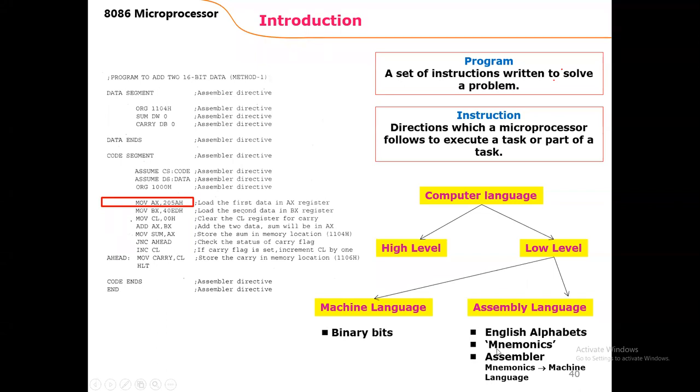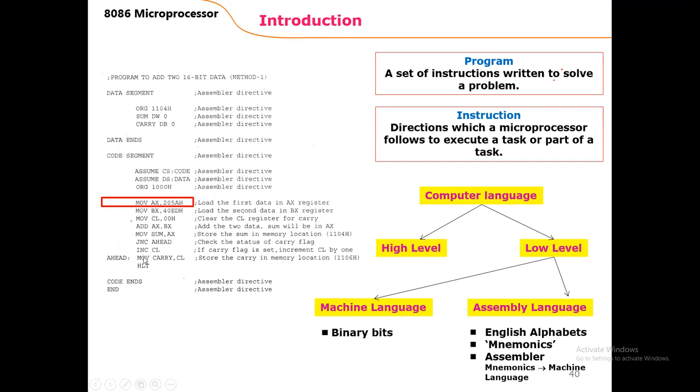The spelling is mnemonics, where the M is silent. Mnemonics means a short form of an English word. MOV is the short form of move. ADD is the short form of add, but the full form is addition. SUB is a mnemonic, but the full name is subtraction.